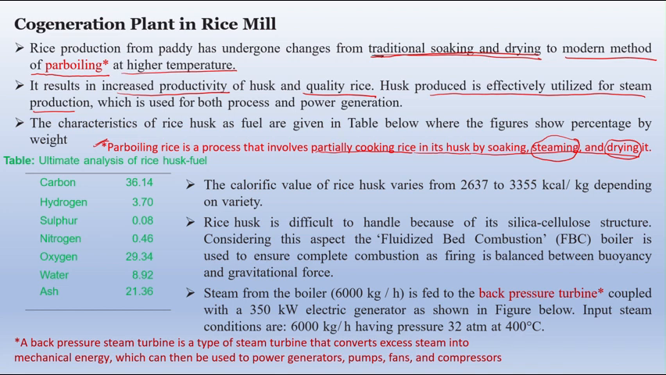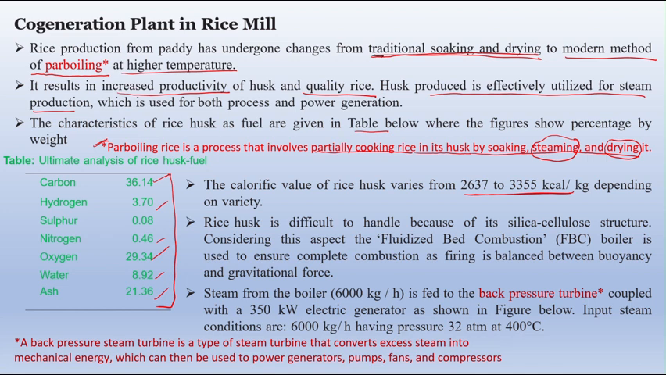As I already told, the rice husk is used to run the boiler as a fuel. The characteristics of rice husk as a fuel are given in the table below. In the table, rice husk has carbon 34.2 and 36.4, hydrogen, nitrogen, oxygen, water, and ash. These are the composition of rice husk. You already know ultimate analysis, where you get the carbon, hydrogen, and CHNO test. But the calorific value of rice husk is nearly 2,100 to 3,300 kilocalorie per kilogram.